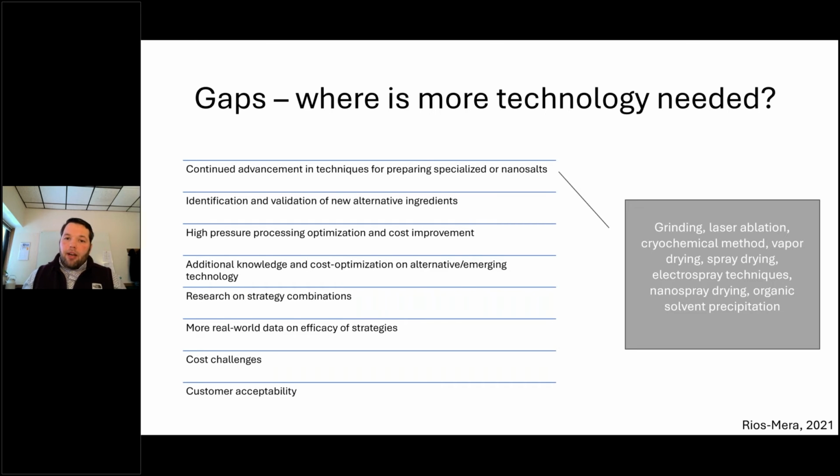More real-world data on the efficacy of these new emerging technologies. So generating more of that real-world validated data that we can use to support the reduction of salt in concert with these technologies to maintain safety and reduce sodium, as well as cost challenges and customer acceptability.